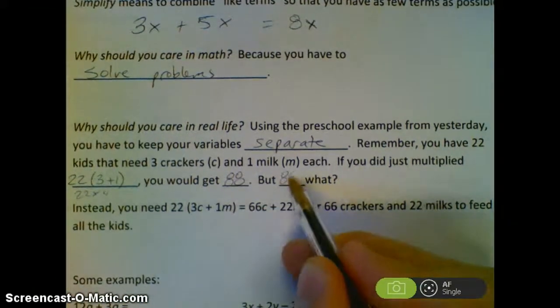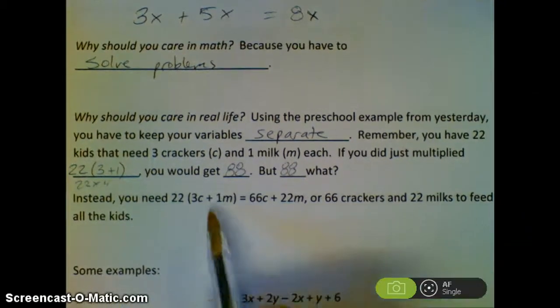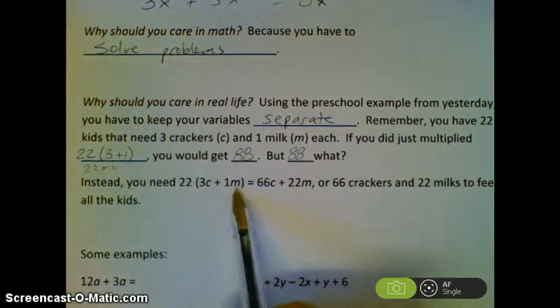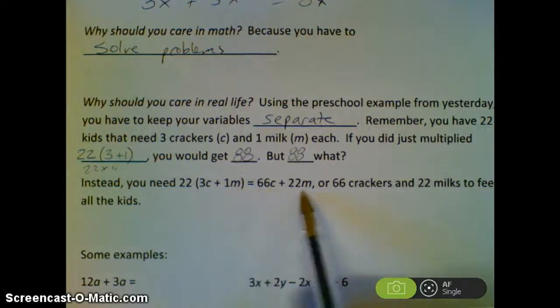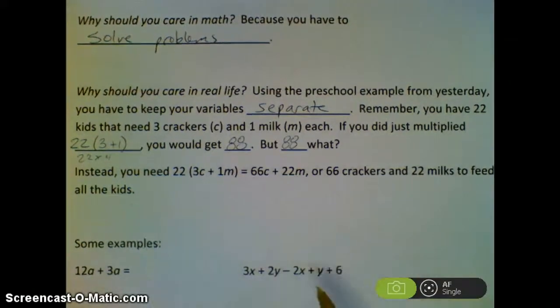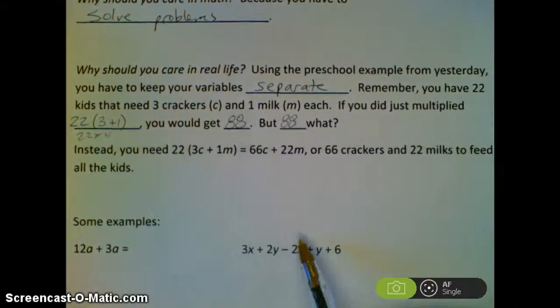But 88 what? You don't know if it's 88 crackers, 88 milks, or what. The idea is to keep them separate. 22 times 3 crackers for each kid and 22 times 1 milk for each kid is 66 crackers and 22 milks to get all your kids fed. So that's the idea behind it, keeping your variables separate.